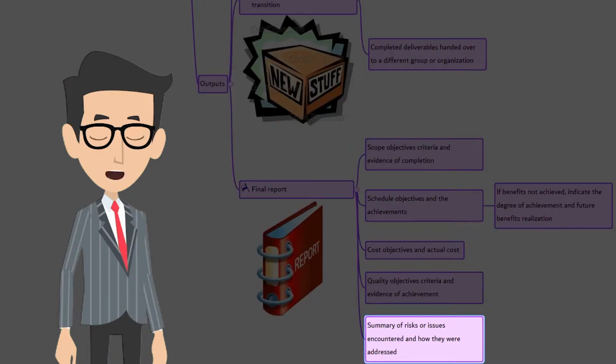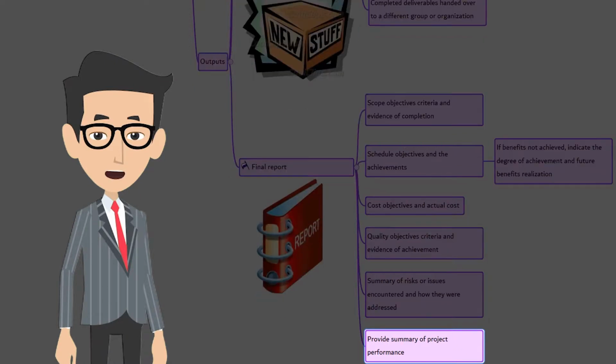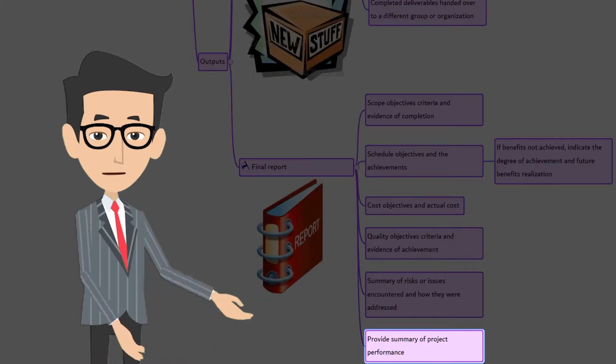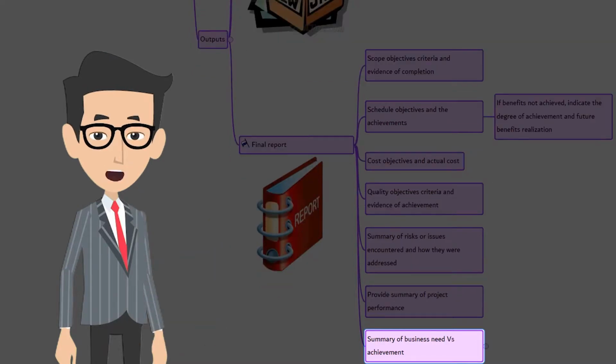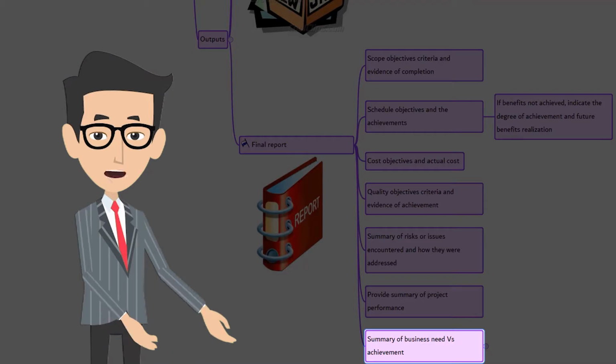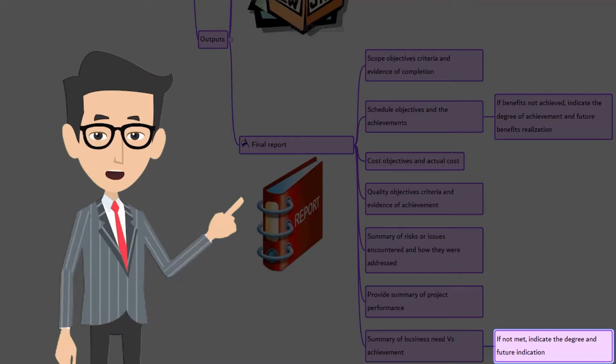Summary of any risks or issues encountered on the project and how they were addressed. Final report provides a summary of project performance, which includes summary level description of the project or phase, summary of how the final product, service, or result achieved, and the business needs identified in the business plan. If the business needs are not met at the close of the project, then you need to indicate the degree to which they were achieved and estimate when the project needs will be met in future.